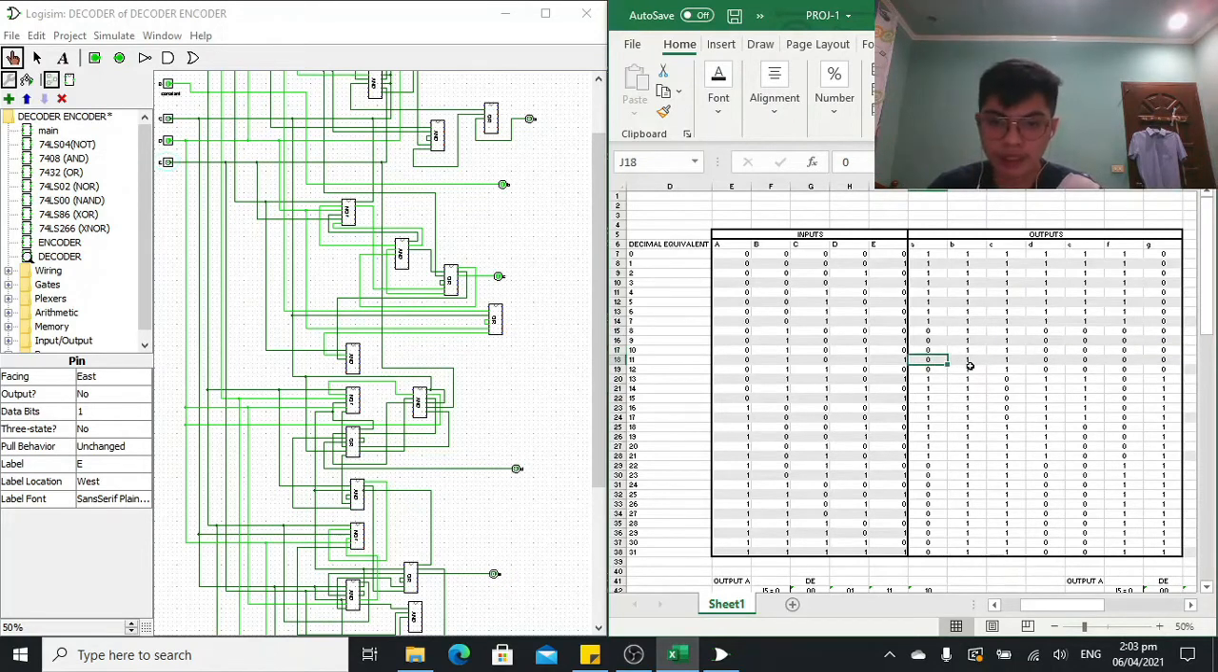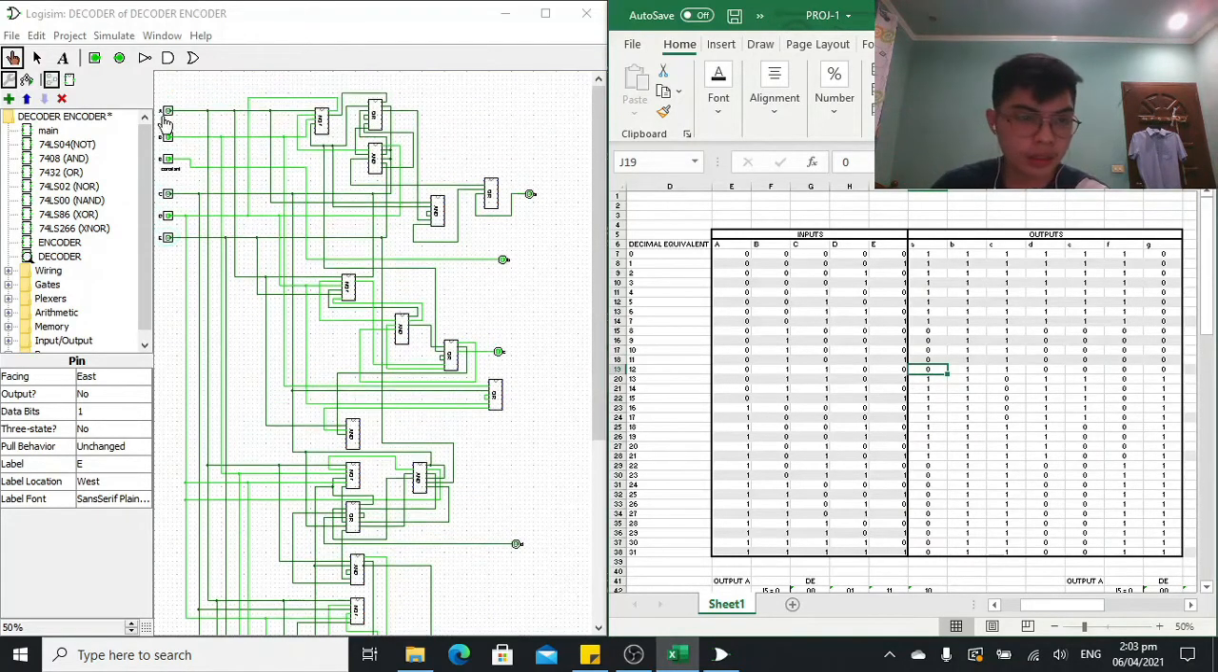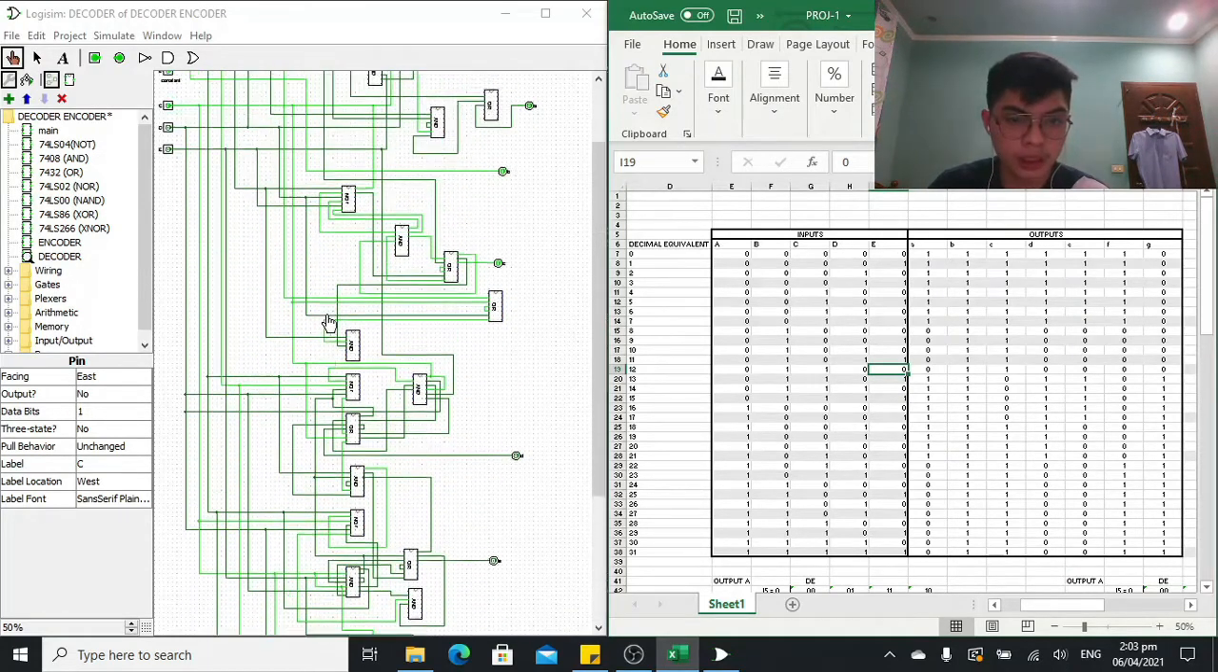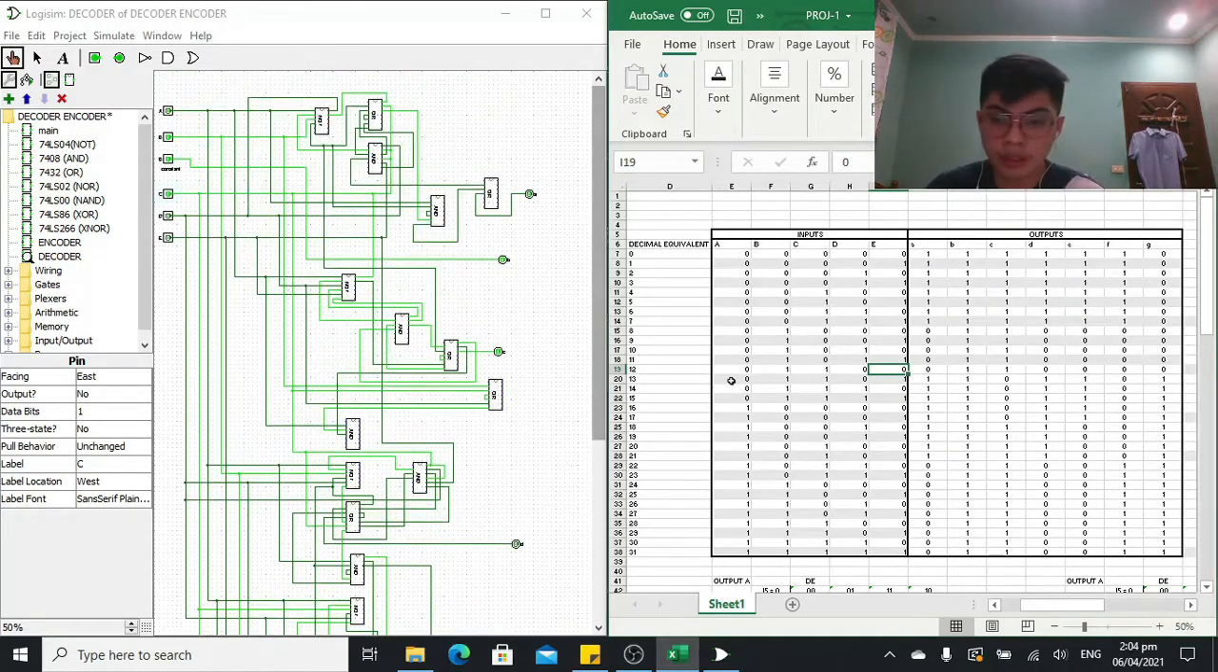Then 0, 1, 0, 1, 1, 0, 0, 0, 1, 1, 0, 0, 0, 1, 1, 0, 0, 1, 0, 1, 1, 0, 0. So letter B and C is only open.